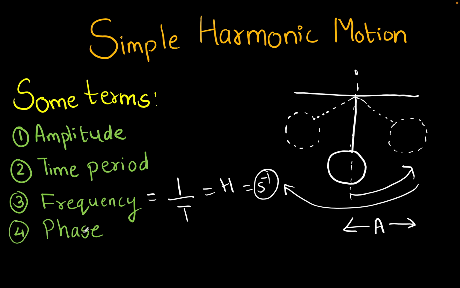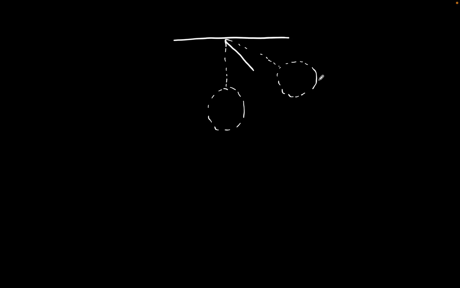Now phase. For phase we need to make a different diagram. Let's say this is our pendulum right here. Let's say we pull the pendulum up till here. Now let's say after certain time the pendulum oscillates up till here. So let me draw this real quick. So this is our pendulum here.